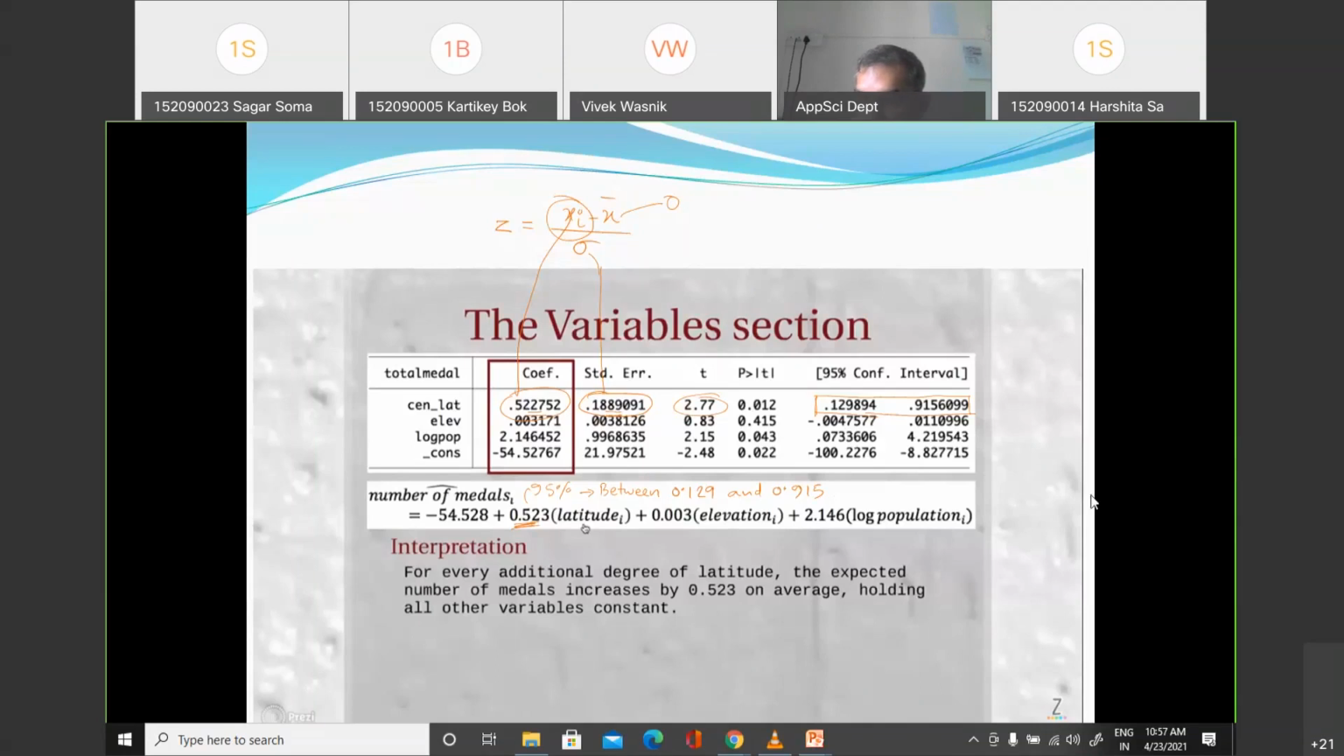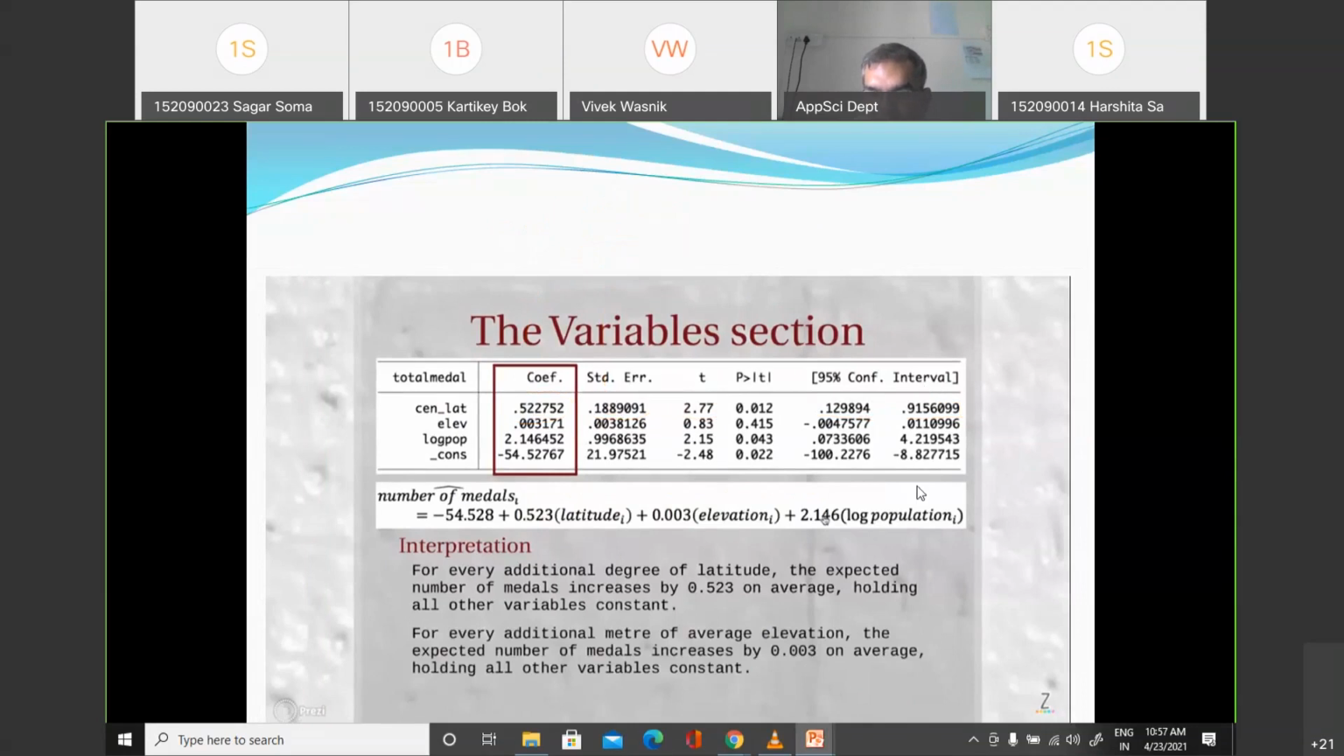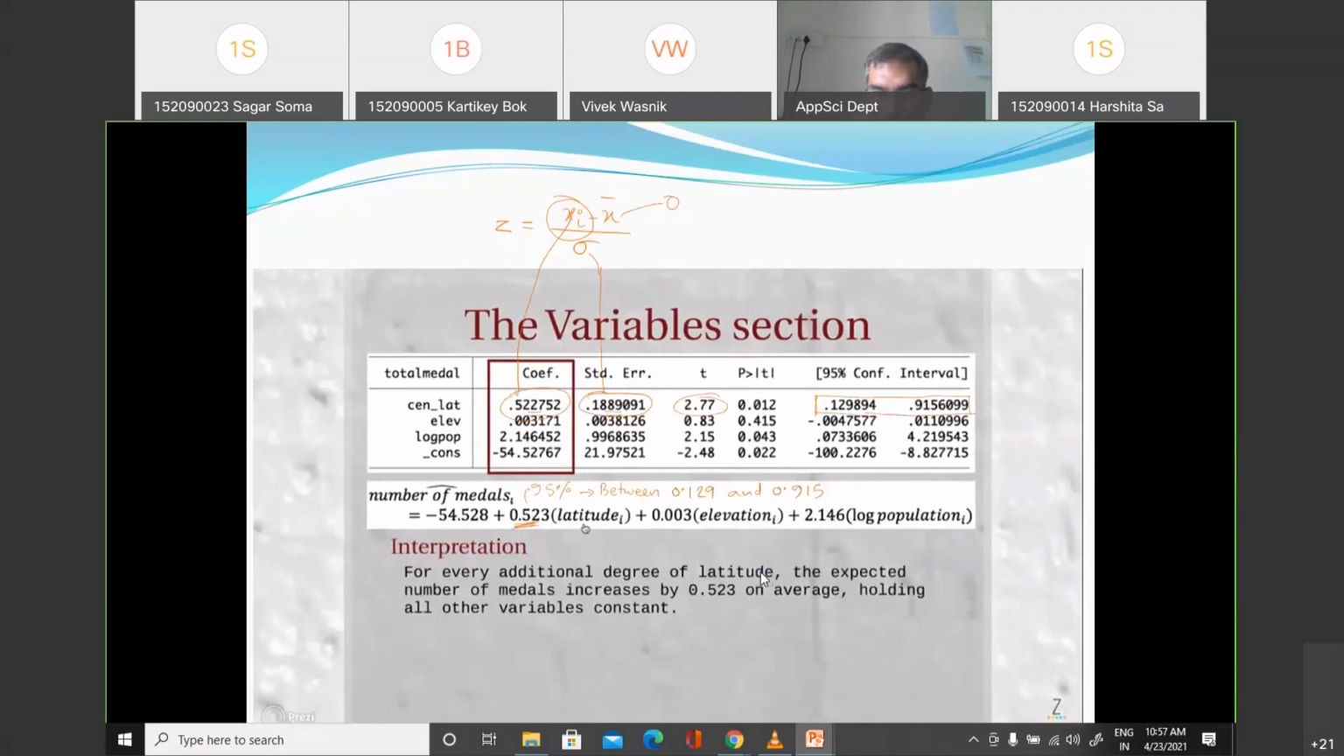Yes, Ketaki, among the names I said, I think you are the most silent person so far in this respect. So Ketaki, please tell us, how do we interpret elevation from this table? Ketaki, please switch off Netflix. I'm just taking a guess. Yes, Ketaki, how do we interpret elevation?